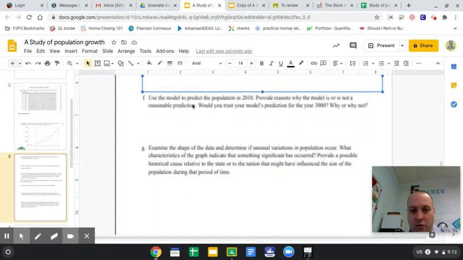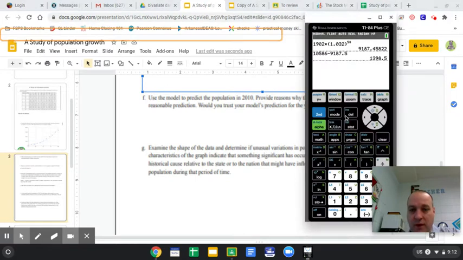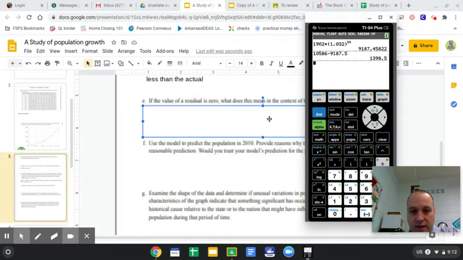Use the model to predict the population in 2010. Provide reasons why the model is or is not a reasonable prediction. So 2010, that is 110 years past 1900.